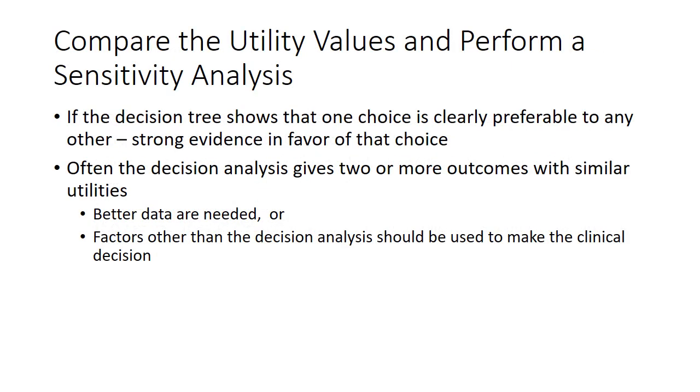Now, in some cases, you may find decision trees that show one choice that is clearly preferable to any other one, and there may be really good, strong evidence in favor of that choice. In a lot of cases, you may find that it's not so clear. It gets to be a little bit more vague or murky when you have several outcomes that have similar utility. So you either need to have better data to inform those decisions and those probabilities of utility, or you have to consider other factors in the decision-making process. This is where patient preferences and patient values are going to come into play here.